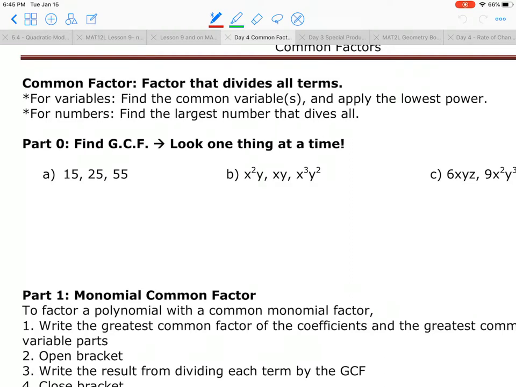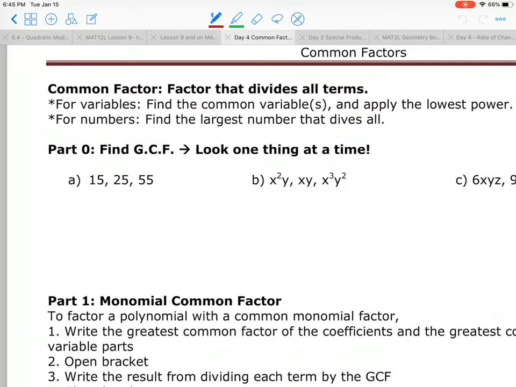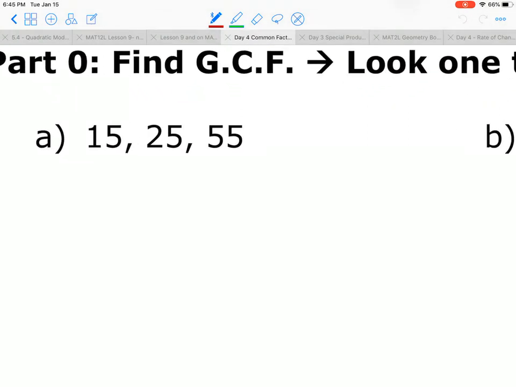In order for us to do the common factors, we need to be able to find the greatest common factor. From now on, I'm just going to call it GCF. When you do that, you look at one thing at a time, number by number, x by x, y by y, z by z, okay? So take a look at the first one. It says 15, 25, and 55. The greatest common factor, meaning the largest number that divides all three numbers, is in this case 5, right? So our GCF is 5.